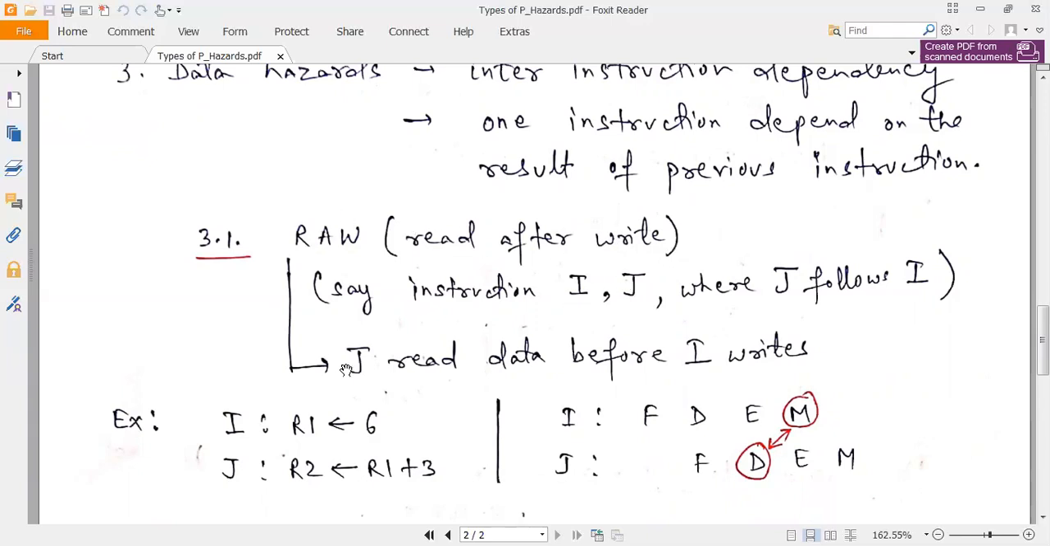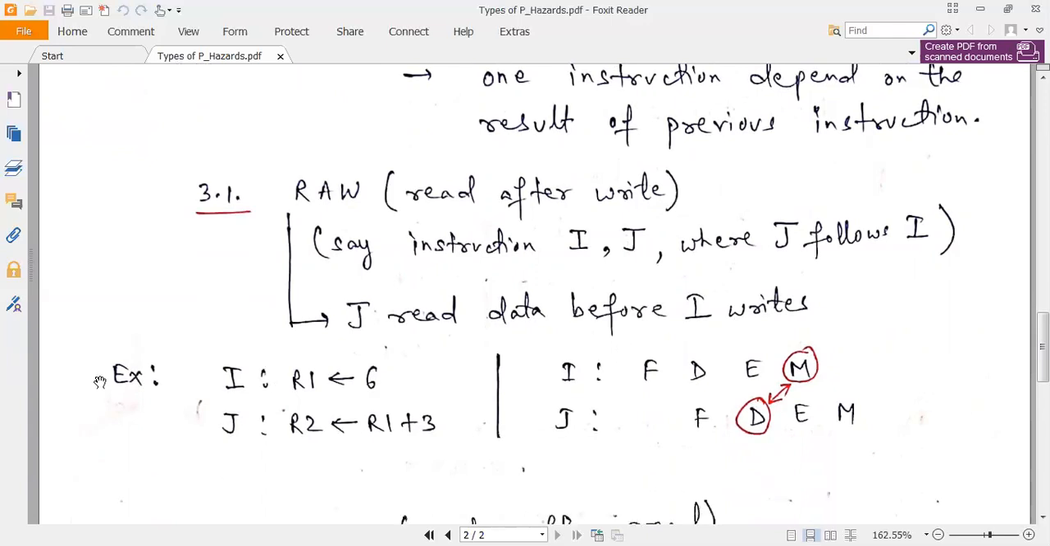But what is it doing? J reads the data before I writes. My expectation is that I will write first and J will read after the write, but J reads the data before I writes. So what is the problem? Let's see. I have given this example on the left side. 6 is stored in R1 and this is instruction I, and J is the content of R1. Here R represents register. So the content of register 1, that is nothing but 6, is added with 3 and stored in register 2.